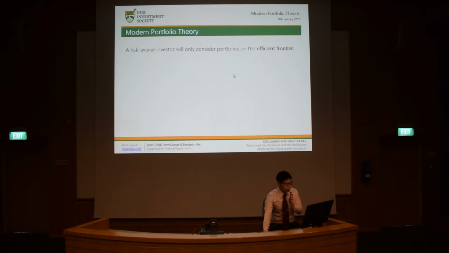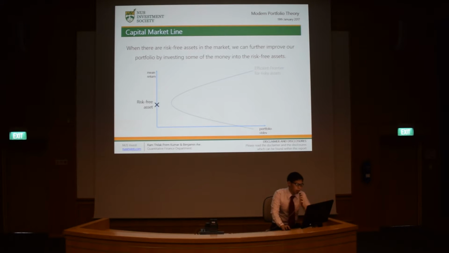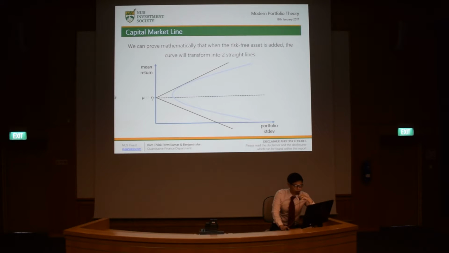So for the capital market line, what they're actually introducing is this thing called the risk-free asset. A risk-free asset is basically something which has zero variance, with a certain amount of return. So in this graph, when you plot it, it's over here, because it is 0 and then a certain value. When you add in this risk-free asset, your curve will turn into this line.